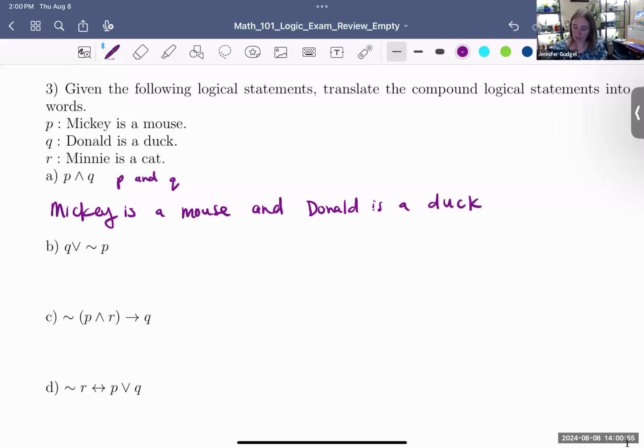Try to pause and try the next part. See if you can make these into sentences. Then go ahead and hit play and follow along with me.